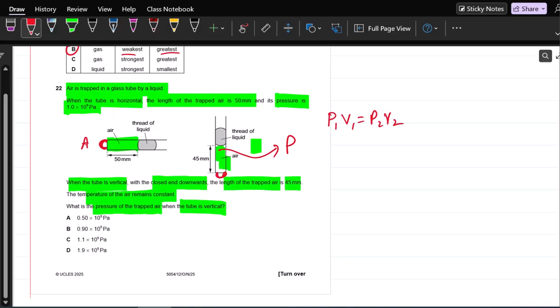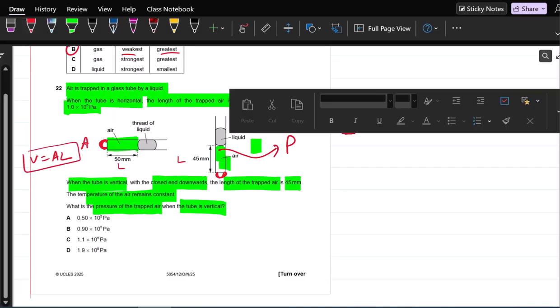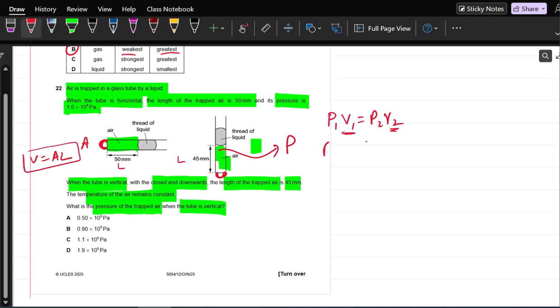Area is constant and length is given. So V is equal to AL. So I'm substituting this AL in place of V1 and V2. So it will be P1 A times L1 is equal to P2 AL2. Area and area cancel because both of us are having the same cross-sectional area.